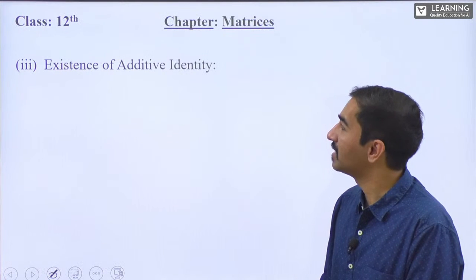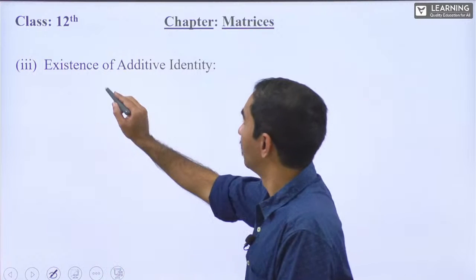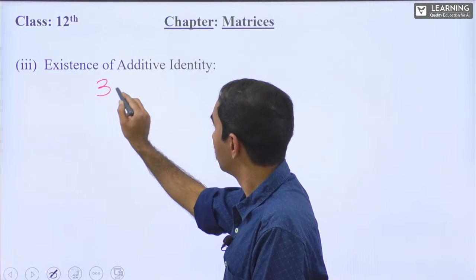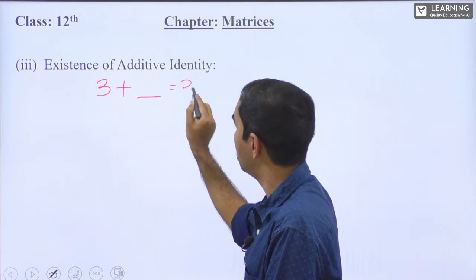It is called the existence of additive identity. Now, we have 3 here. What should be added in this blank such that we will be getting 3?